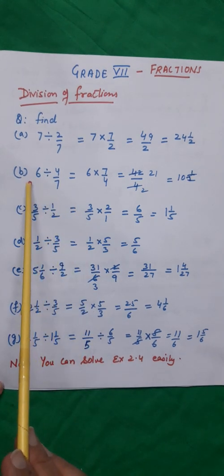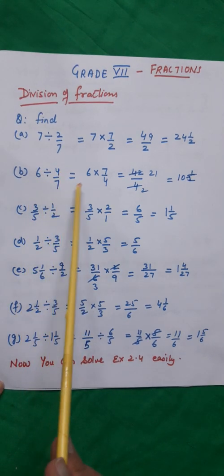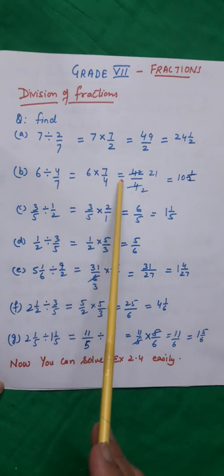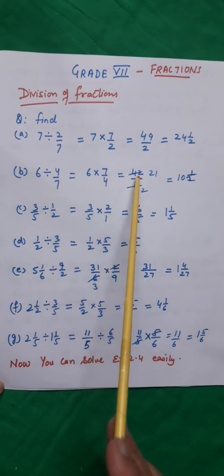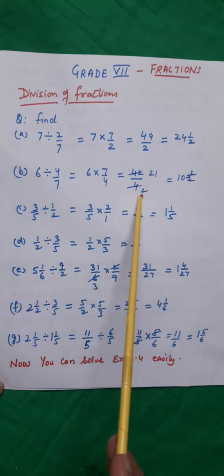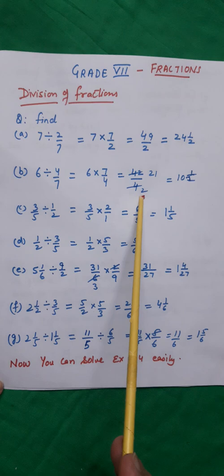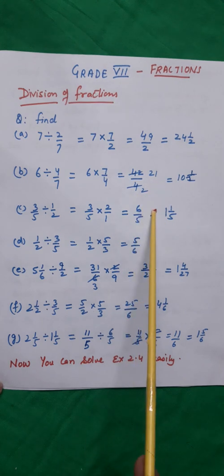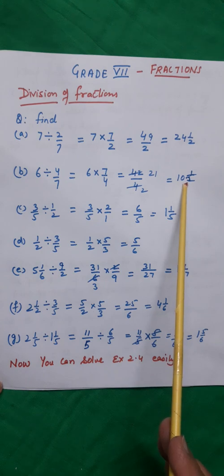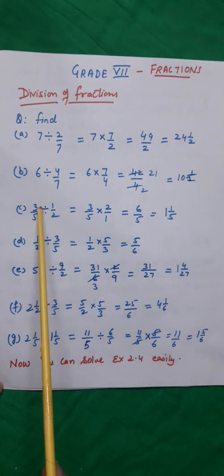Alright, then 6 divided by 4 upon 7, this will be equal to 6 into 7 upon 4, which is equal to 42 upon 4. This can be cancelled with the common factor 2. So we get 21 upon 2. Again, dividing 21 by 2, we get 10 1 by 2. Next question.